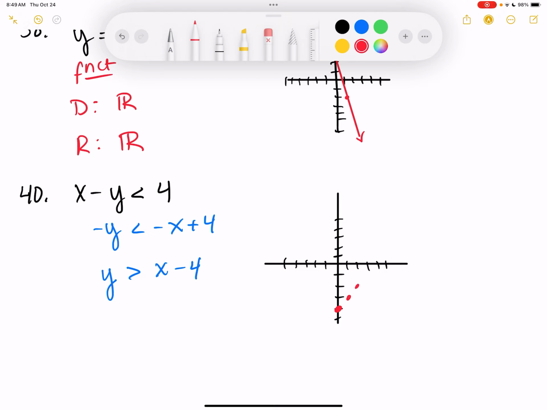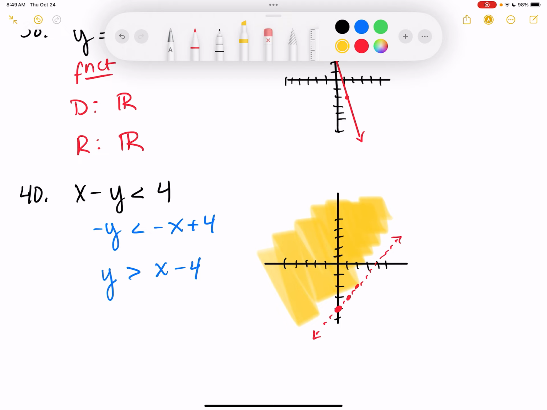Now, what do we know about a graph like this? Shade it. It's shaded. What else do I know about the line? It's dotted because it's just greater than. If it's just less than, it would also be dotted. So I need to make this dotted. And it's greater than, so I would be shading above.